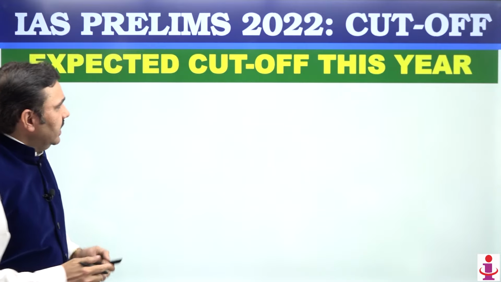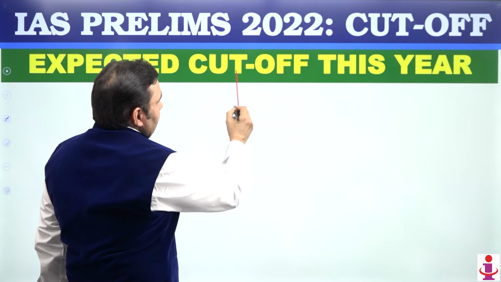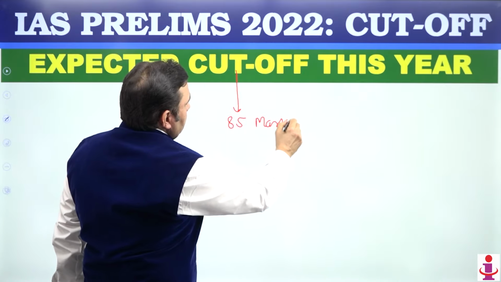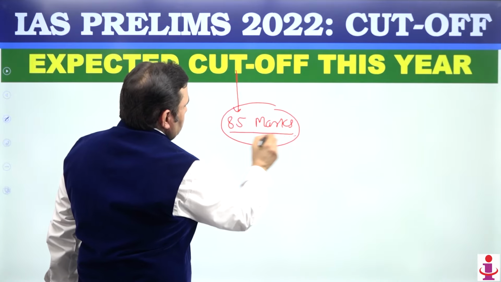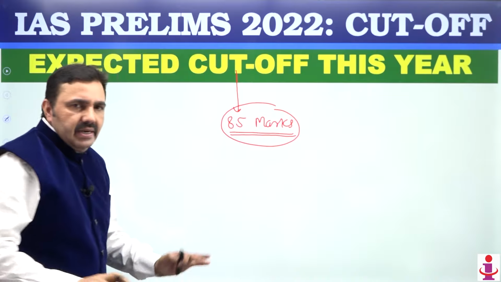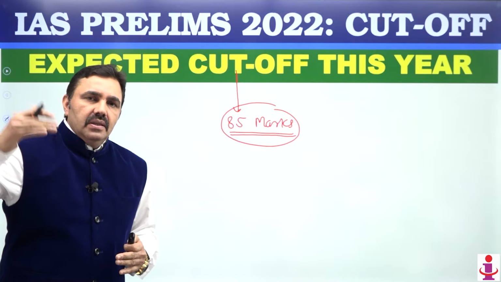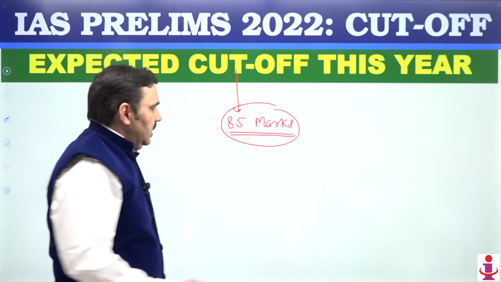Then what is the cutoff here? So let's say if we talk about the general category, 85 marks in GS paper 1. I think that will be quite a good score. That won't be bad at all. This should push everyone beyond the cutoff into the main exam.